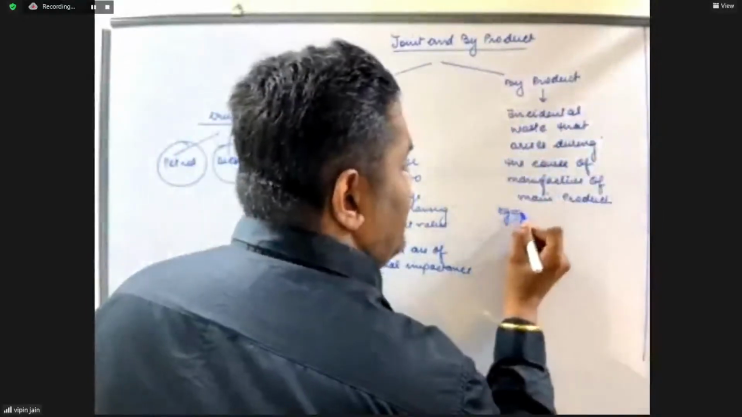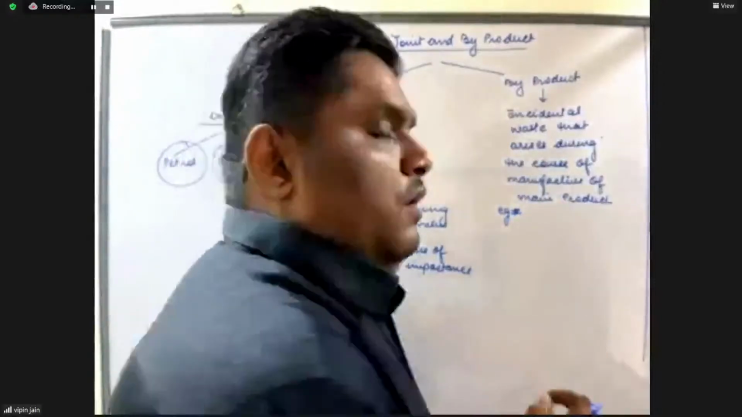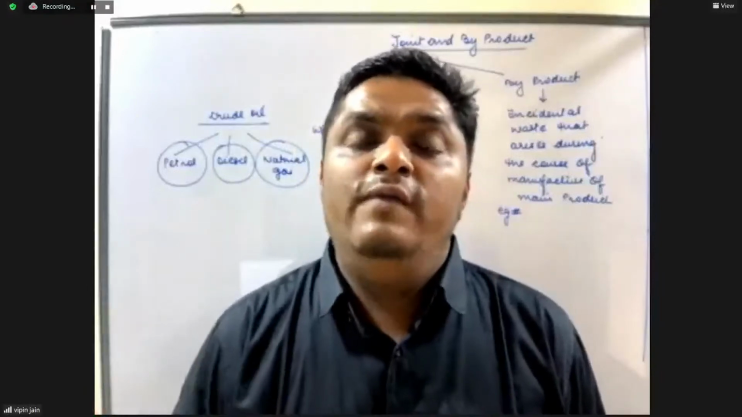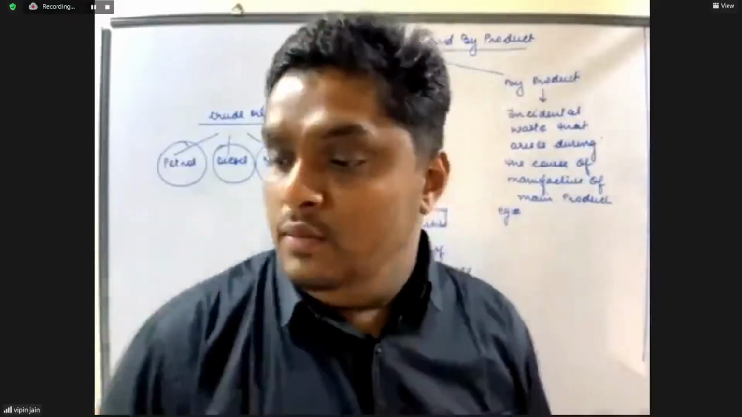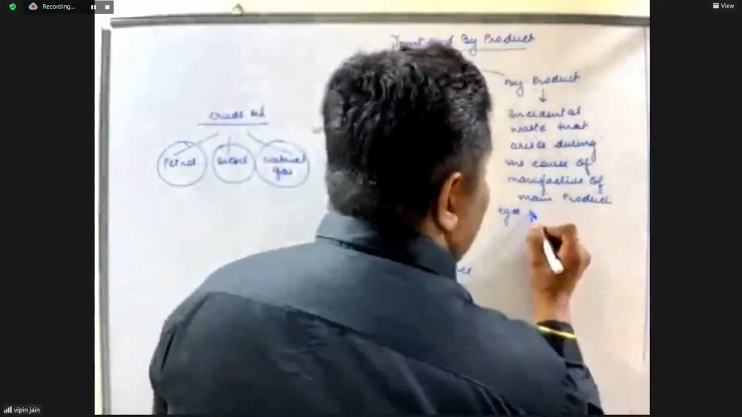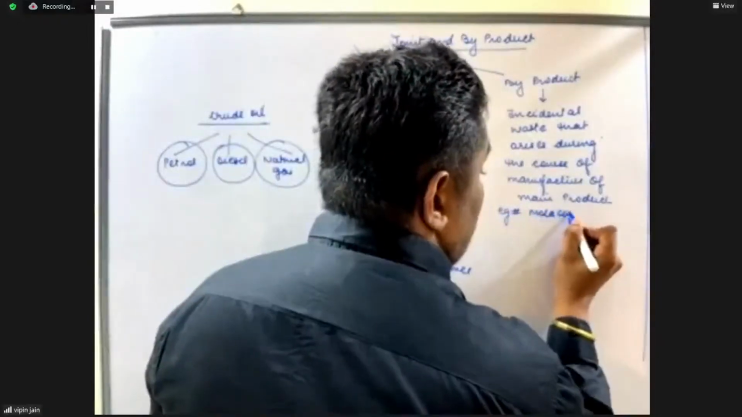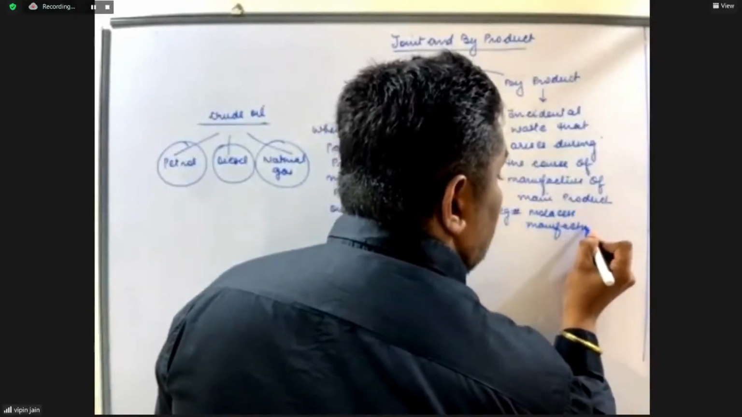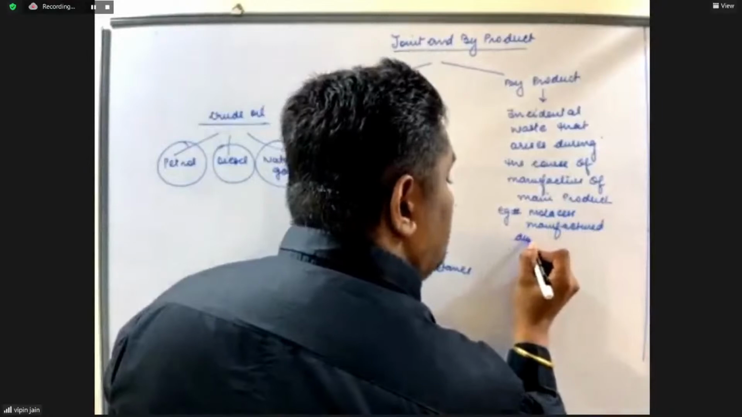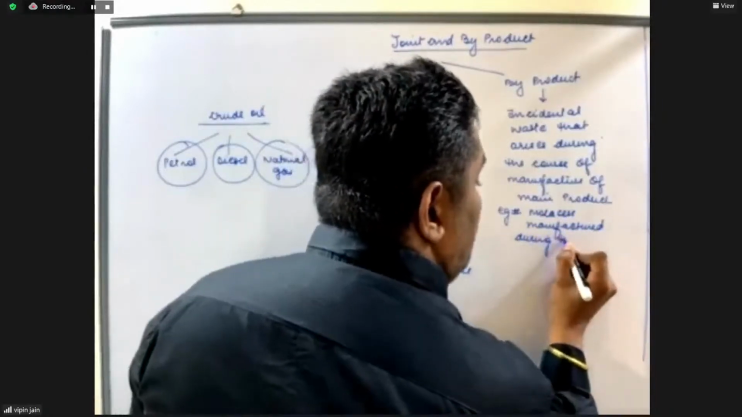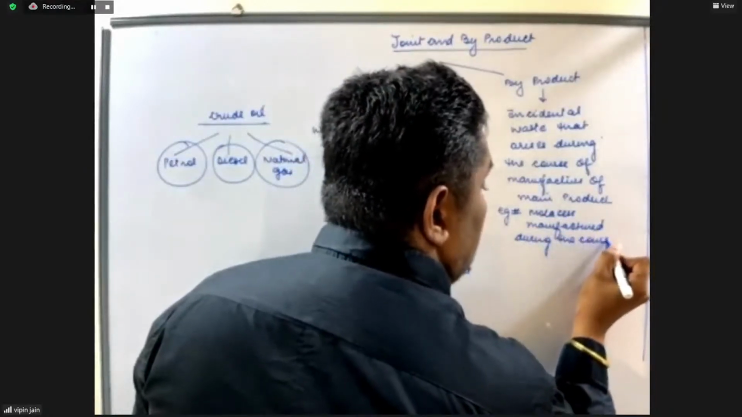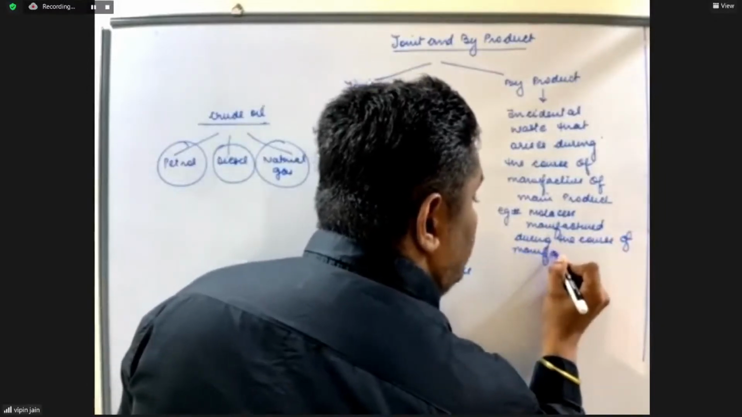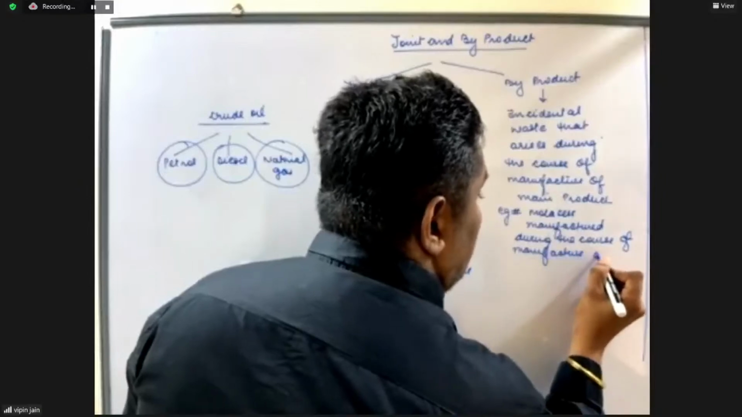When talking about example, we can say molasses is manufactured during the course of manufacture of sugar.